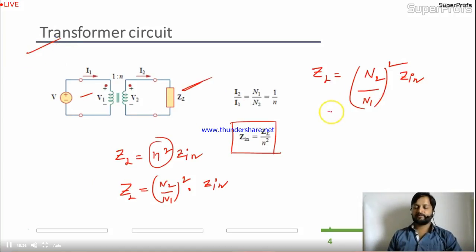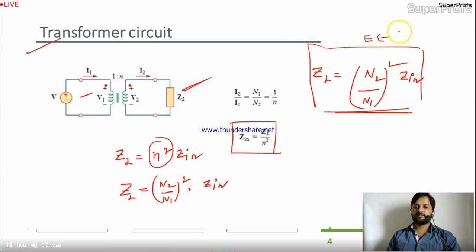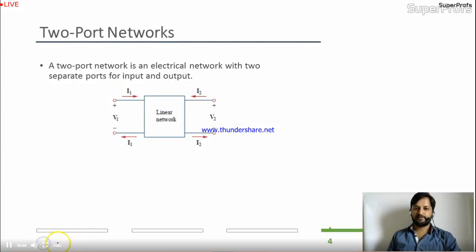This is a very important formula. Two or three times you got questions from this formula only in GATE Electrical and Instrumentation. Please remember this equation also: V1 by V2, I2 by I1, N1 by N2. I hope this is clear to you.